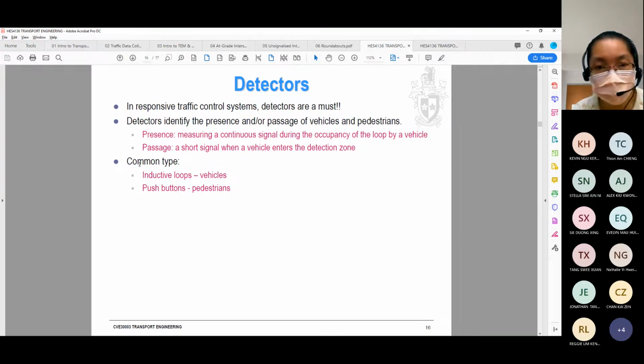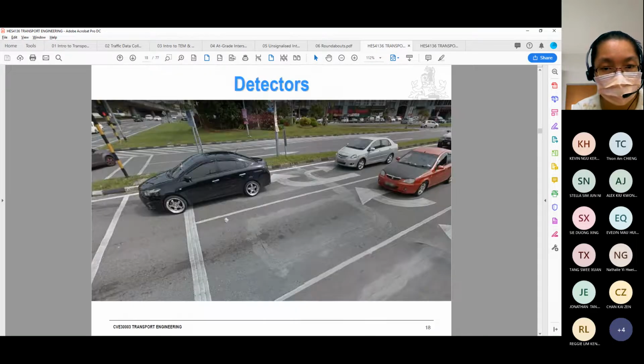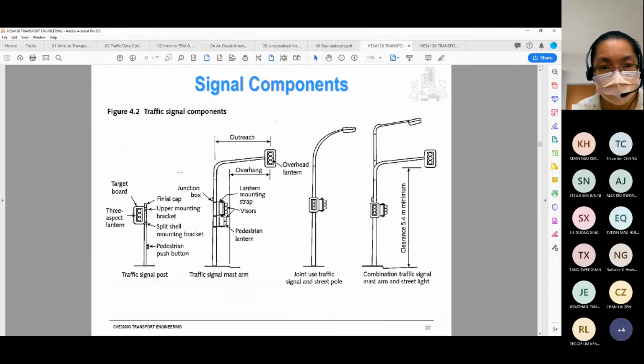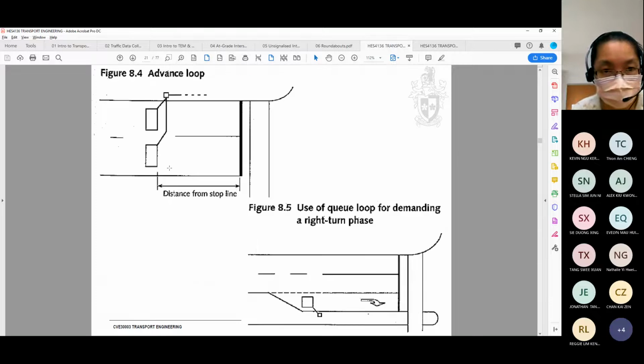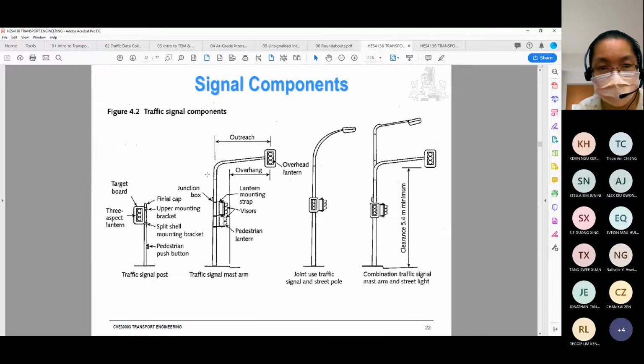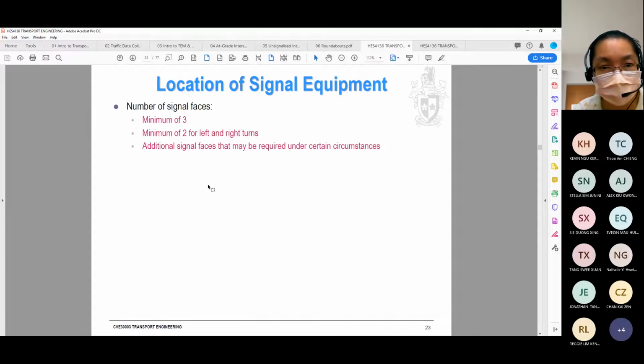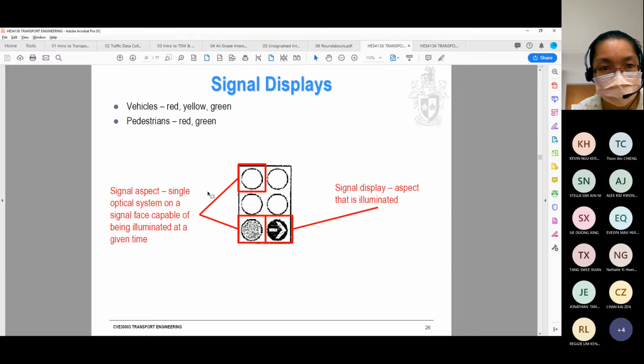We need detectors in the signalized intersection. The detector's location is either placed in advance or at the stop line. So one type is in advance and the other type is at the stop line. I'll fast forward this a bit.